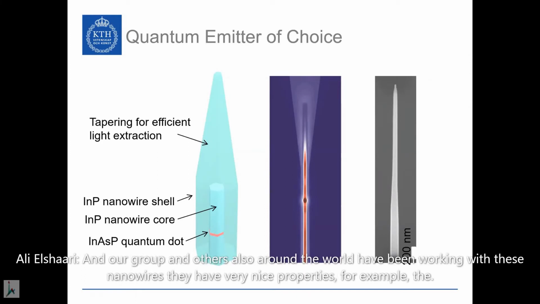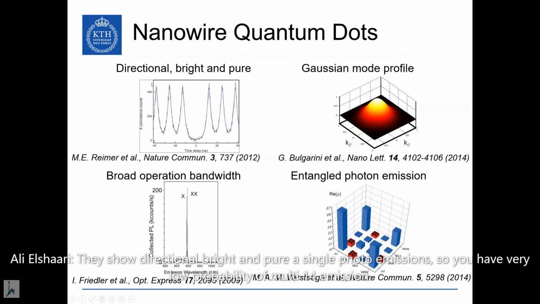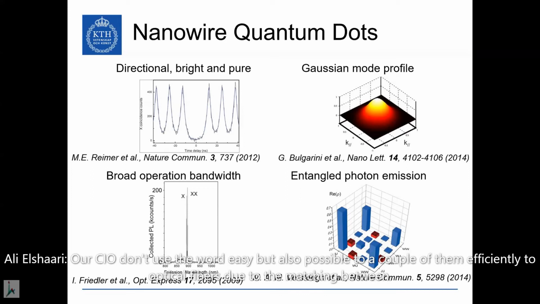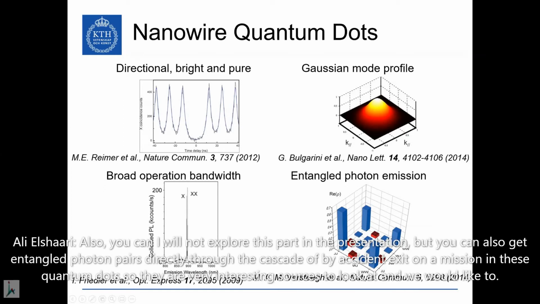Our group and others around the world have been working with these nanowires. They have very nice properties. For example, they show directional, bright and pure single photon emission, so you have very low probability of multi-photon emission. Also, due to the shape of the nanowire, you get a Gaussian mode profile, which makes it also possible to couple them efficiently to optical fibers due to the matching between the Gaussian emission profile and the mode profile in an optical fiber. I will not explore this part in the presentation, but you can also get entangled photon pairs directly through the cascade of bi-exciton-exciton emission in these quantum dots.